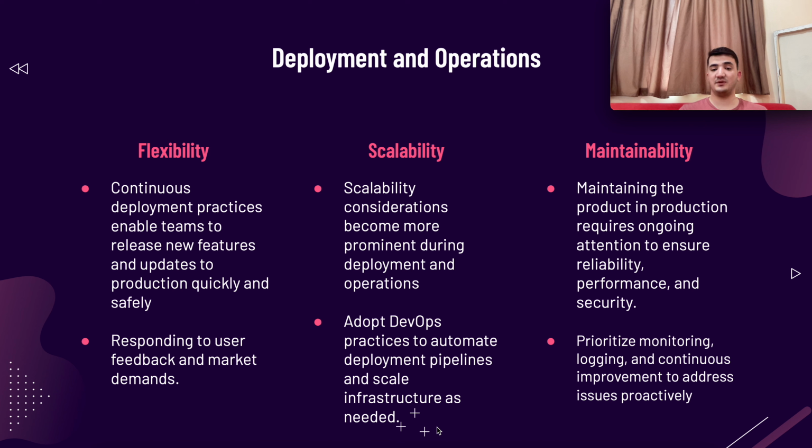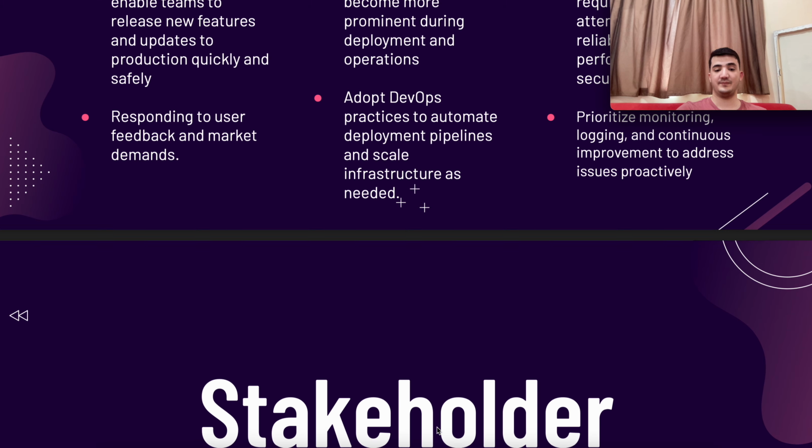And for maintainability, maintaining the product in production requires ongoing attention to ensure that reliability, performance, and security don't falter. And so you want to really prioritize monitoring, logging, and having continuous improvements to address issues proactively. So as soon as they happen, you want to react and then act and do something to help mitigate it and keep your project maintained.